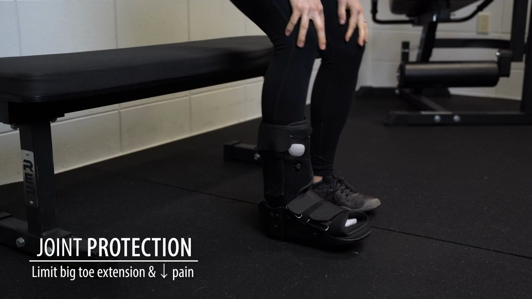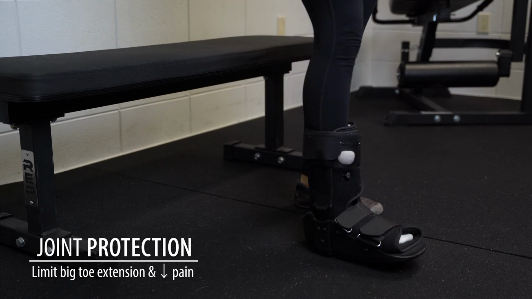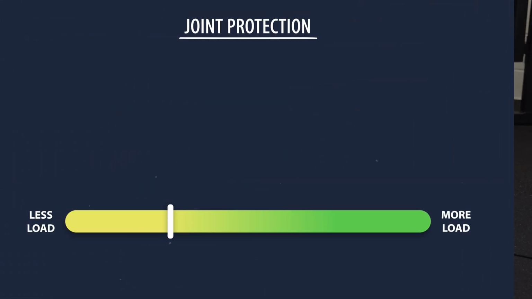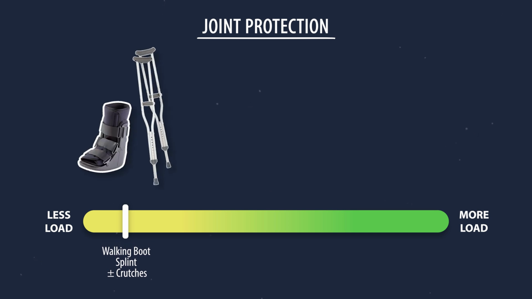Joint protection. The goal is to restrict big toe extension during walking and other activities in order to manage pain and let sensitive tissues calm down. In the initial days or weeks following a more severe injury, a walking boot or splint, with or without crutches, is used to immobilize and offload the joint.